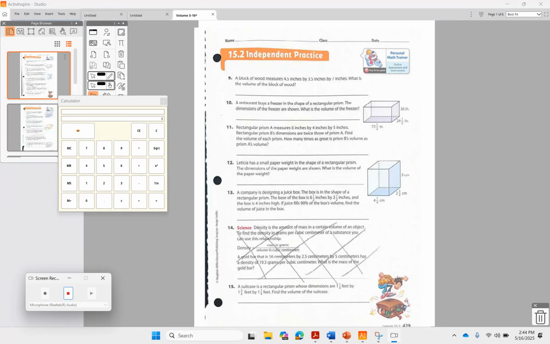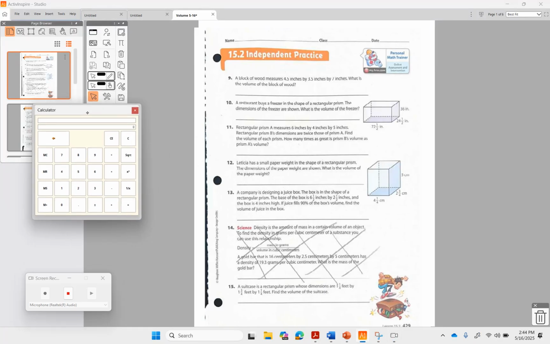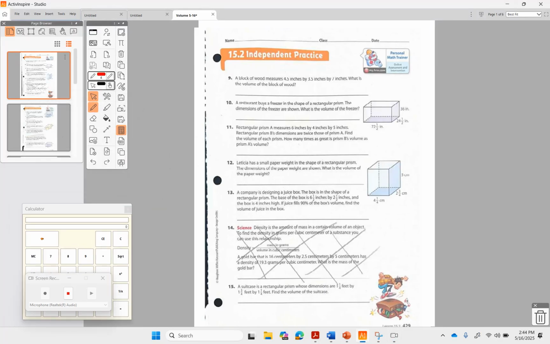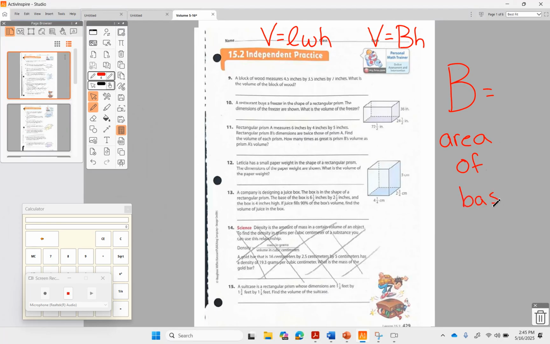So it is important to remember that volume equals the length times the width times the height. We also can say that volume equals capital B, which means the area of the base. This will come up later, so if you're watching this to get the secret messages, you want to know that the big B, the capital letter B, means the area of the base.